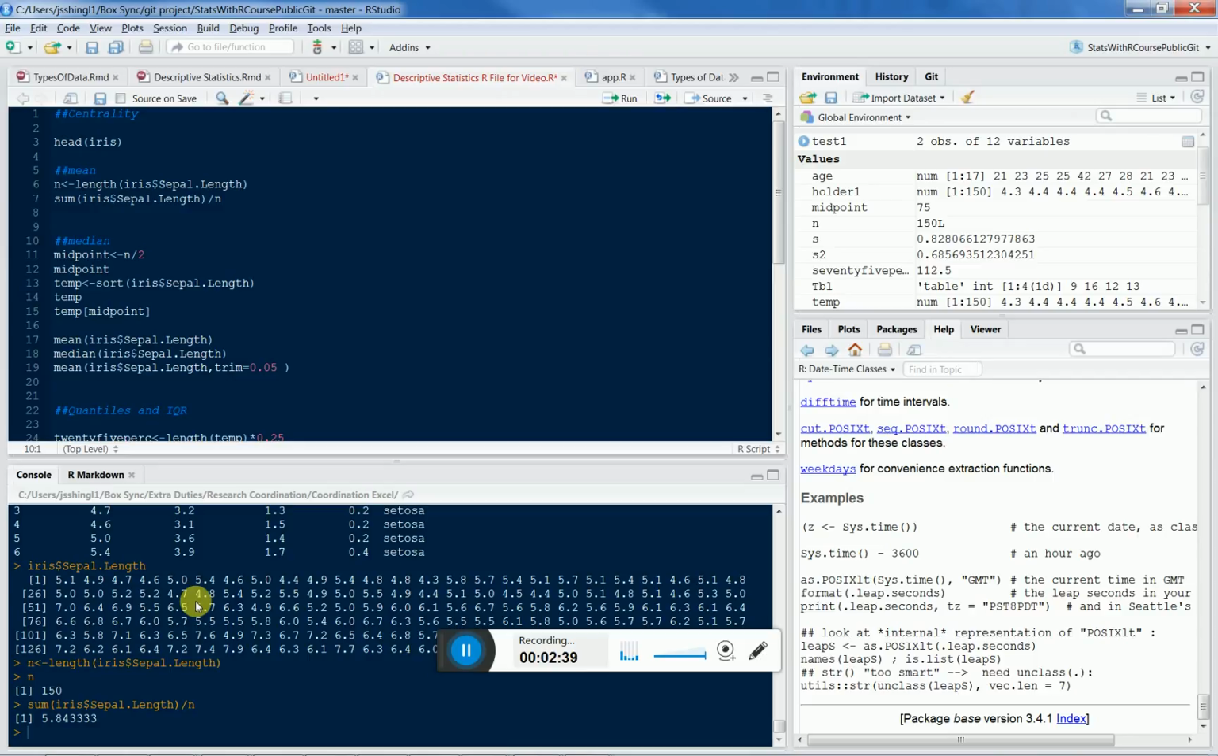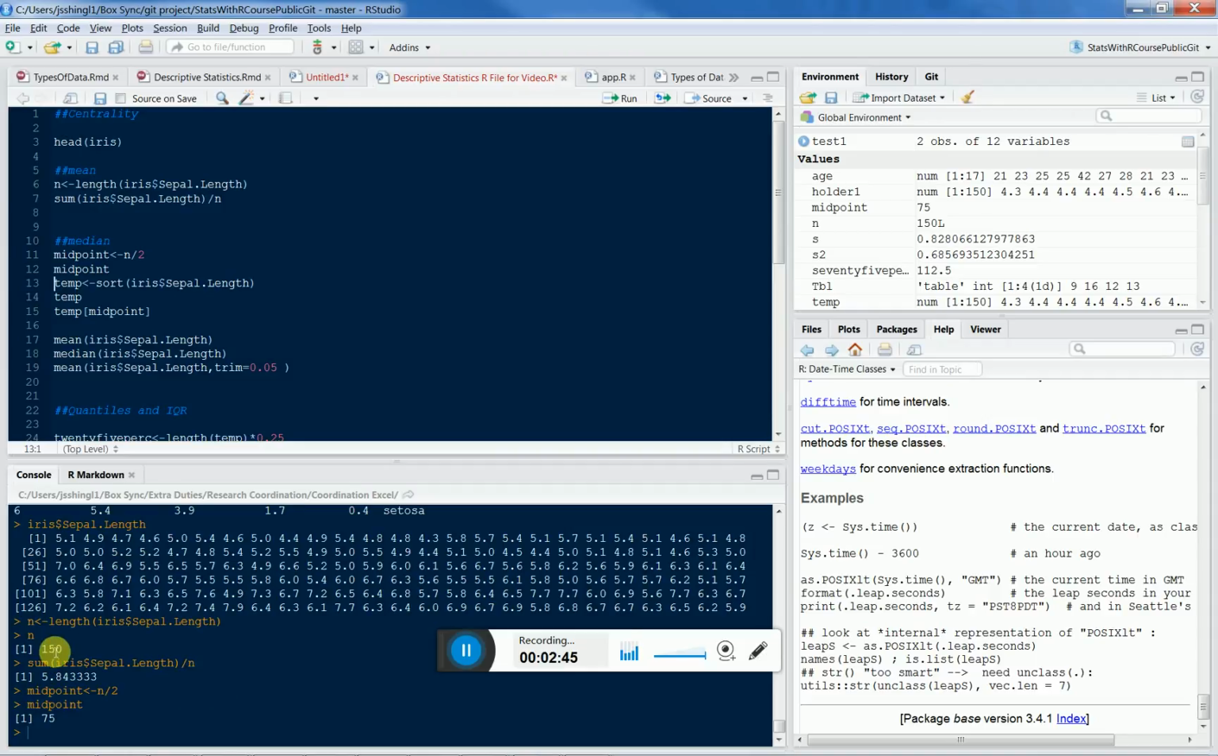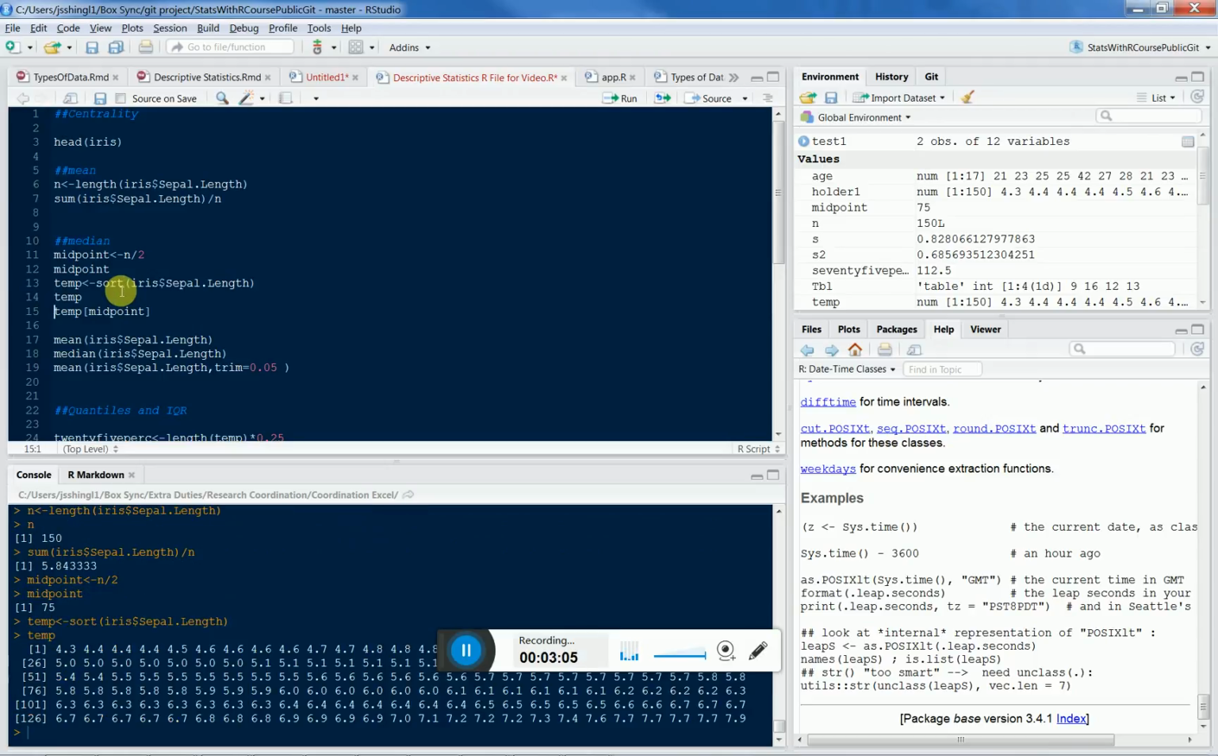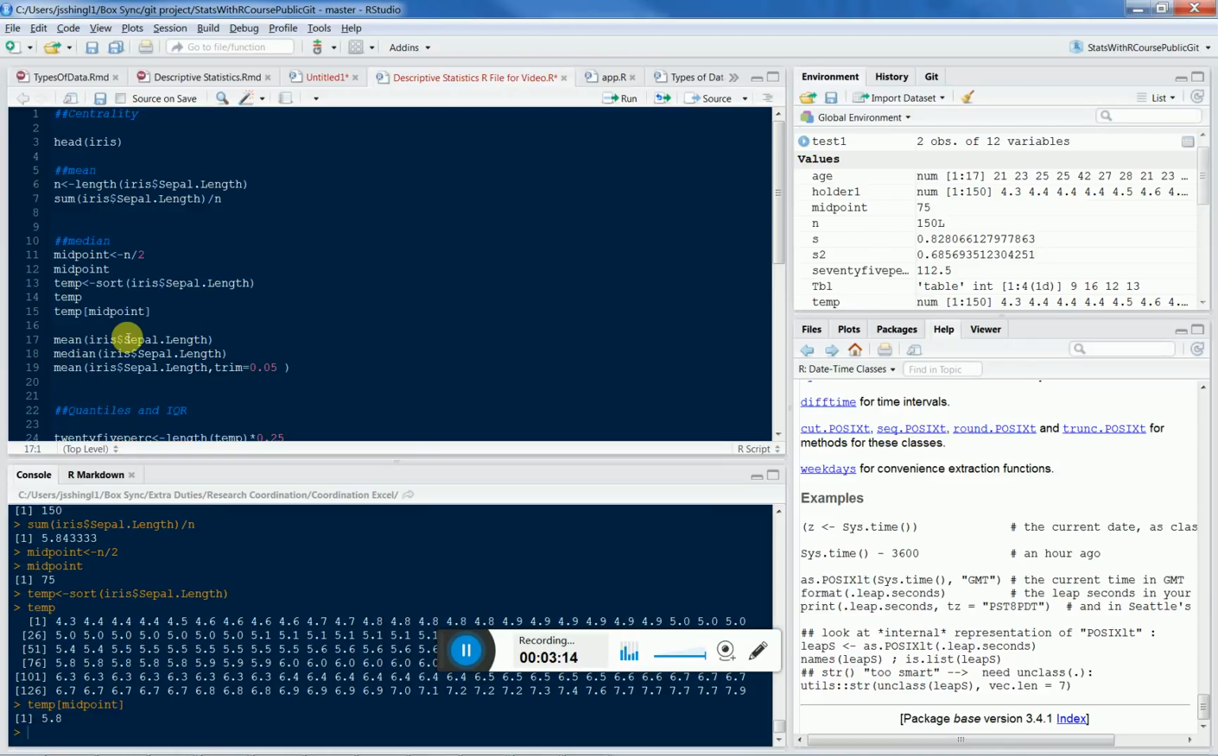For the median, we need to find the midpoint. I find this by dividing the number of observations by 2. I'm going to call it midpoint, and it's 75, which makes sense because I have 150 values. To get the correct value of the median, I have to order the values in sepal length. I do this with the sort command. It's a pretty easy command. It just sorts from lowest to highest. I just saved it as a temp value, and I call on the midpoint value, which will give me the median. Notice the median is 5.8, which is pretty close, but not quite the same as the mean.